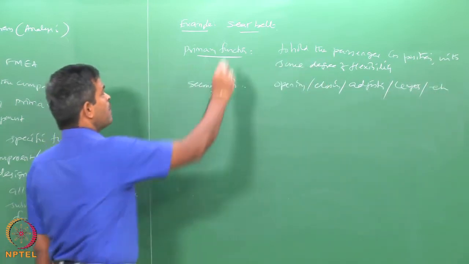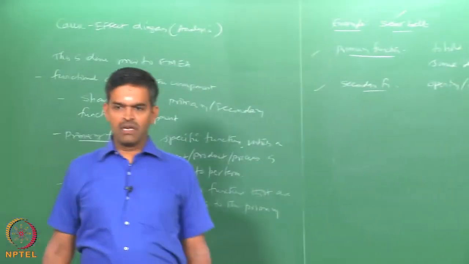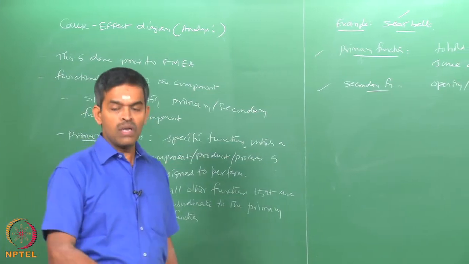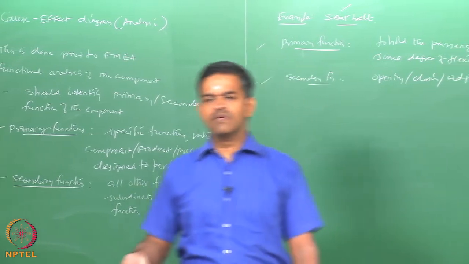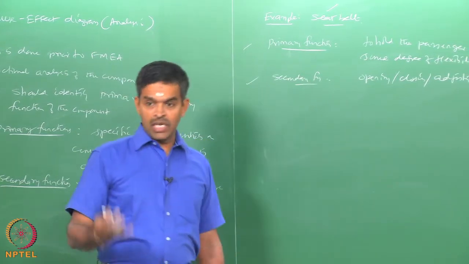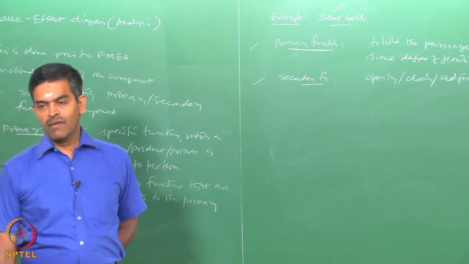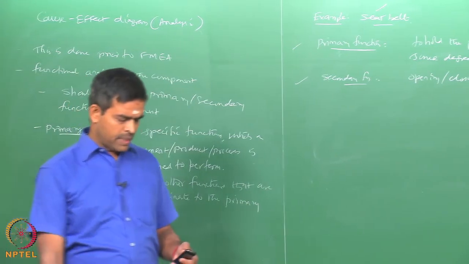So, for a given component, one should be able to quickly identify the primary and secondary function, which is quite convenient to do for mechanical and electrical systems. It is rather difficult to do for a process system, unless you are experienced in that process line for many years. Okay. So, let us now look at an FMEA cause and effect diagram for a simple example.